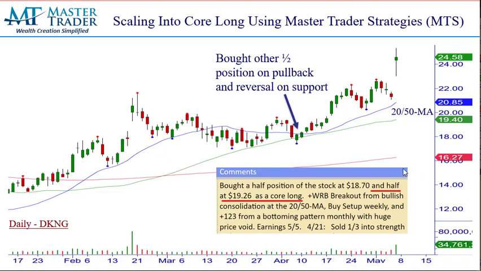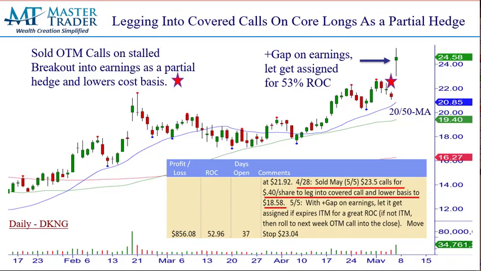We sent out a new alert. Go ahead and buy half at 1926. And that was over this reversal bar, pullback and reversal on major support, converging 20 and 50 period moving average. And now we have a full position that we're managing as a core long. Now it had a nice move up here, so we actually sold 1/3, had a beautiful open profit here, and then we didn't have to sit through the retracement.